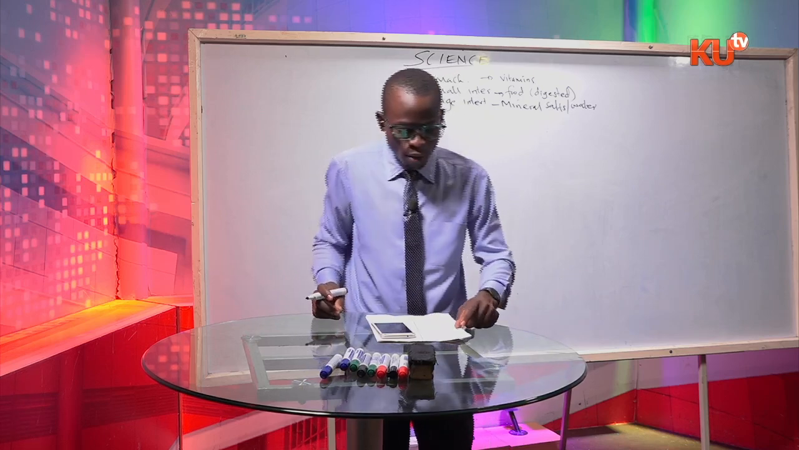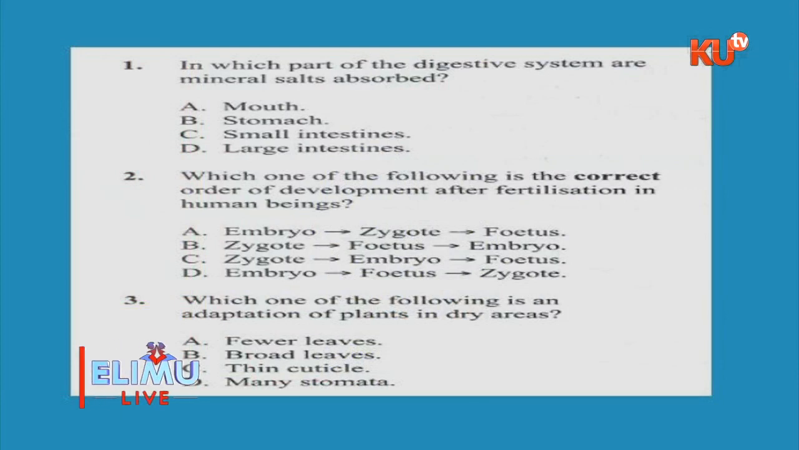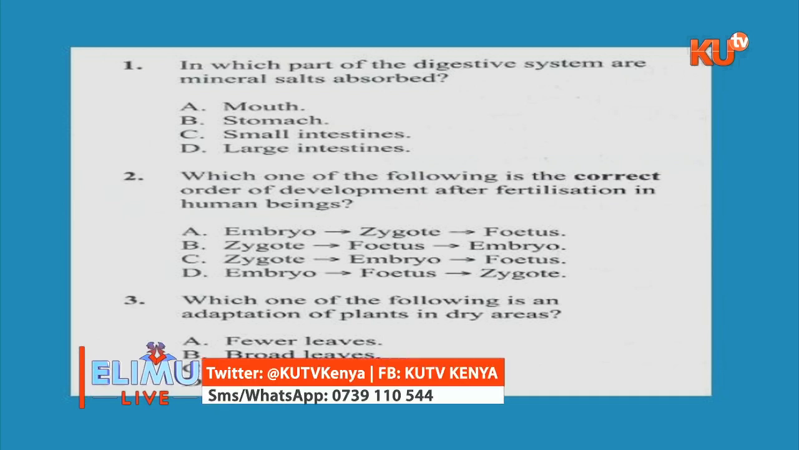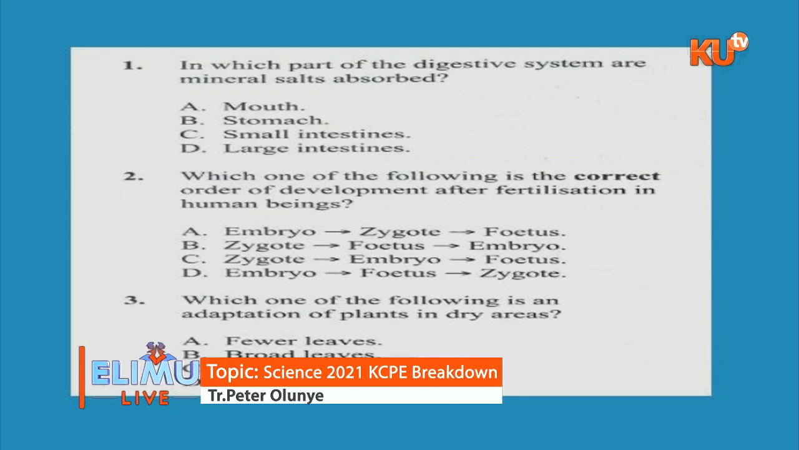Question number two, boys and girls. Now, question number two was asking, which one of the following is the correct order of the development after fertilization in human beings?